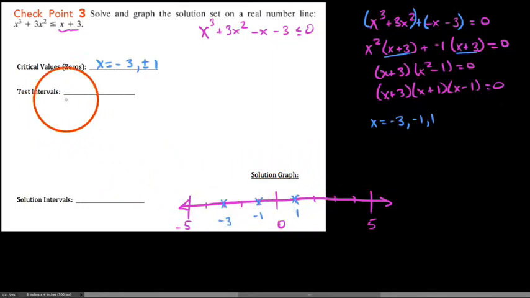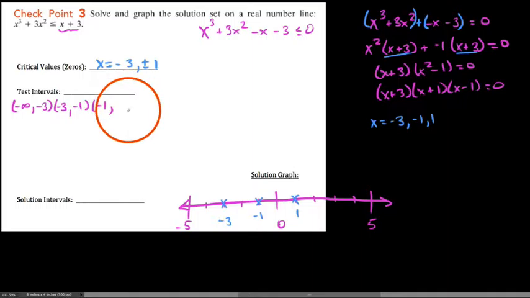Okay, so our test intervals, we would have 4 intervals this time because we have 3 critical values. We say from way out on the left up to our first critical value, which is negative 3. From that critical value to the next critical value, which is negative 1, and from negative 1 to our next critical value, which is 1, and then finally that last critical value out to the right. What we're going to look at here is testing x values in each of these intervals. So let's pick them out.